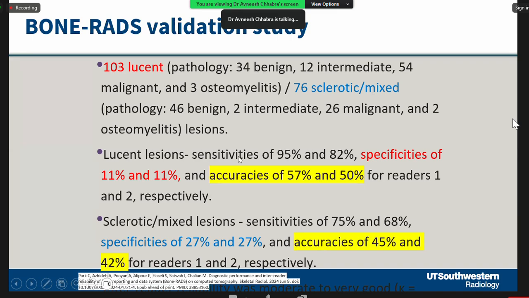And in those, you can see the sensitivities for the lucent lesions were high, meaning you're picking up most of the lesions. But if you're excluding the malignant ones, specificity went to 11%, which is nothing, right? Same for sclerotic lesions, the specificity went to 27%. So this system is not going to work that way.